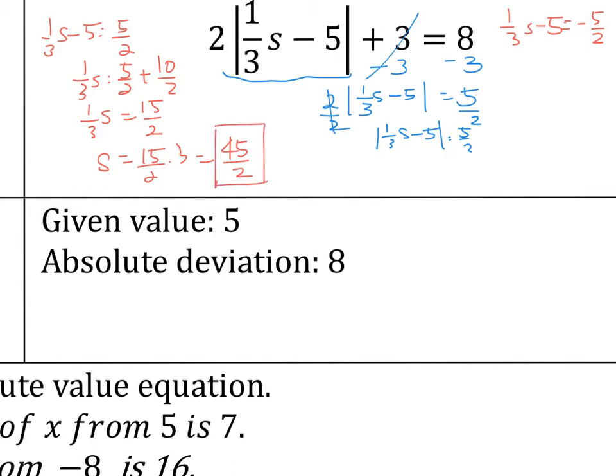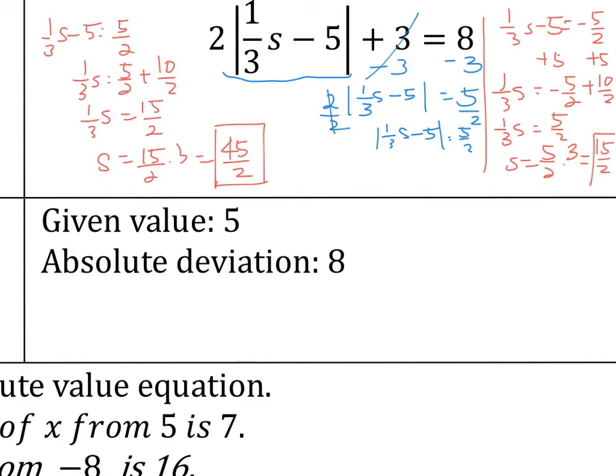I have to look for the other answer. We need to add 5 to both sides. So we have 1/3 s equal to negative 5 over 2 plus 5. I'm going to rewrite 5 as 10 over 2. 1/3 s equals 5 over 2. And then s equals 5 over 2 times 3, which equals 15 over 2. So these are our answers for s.